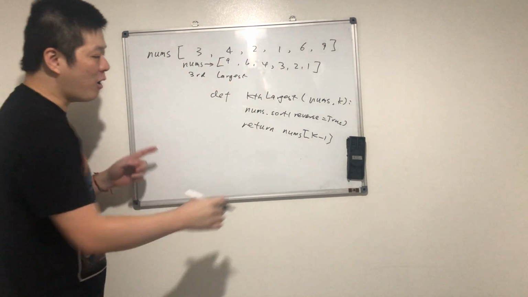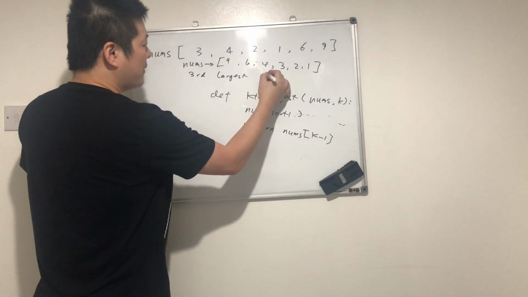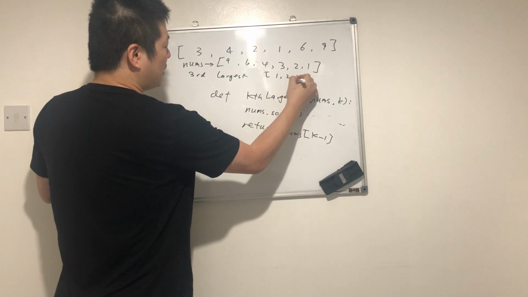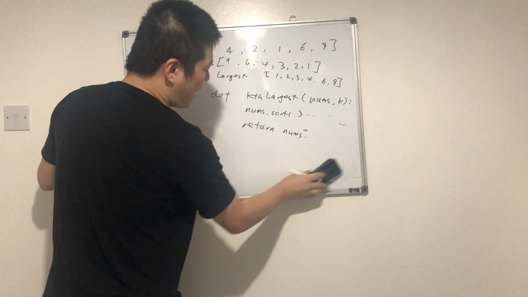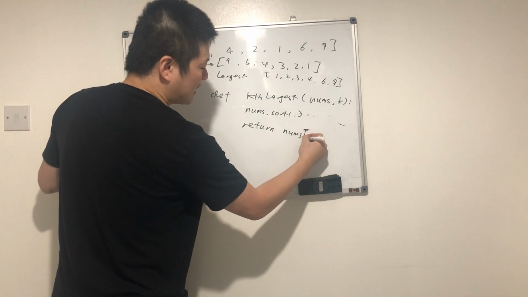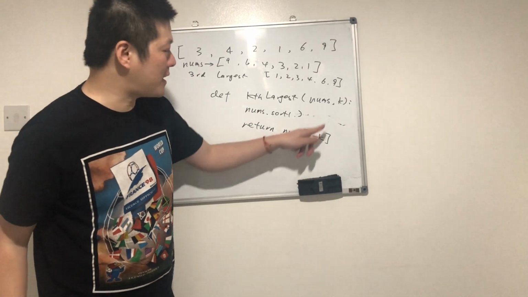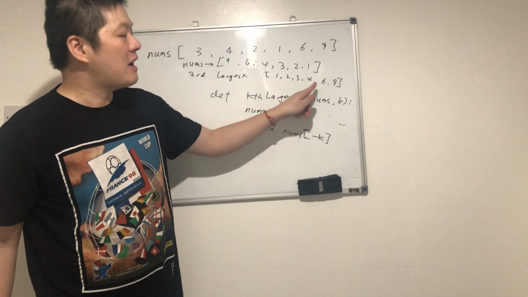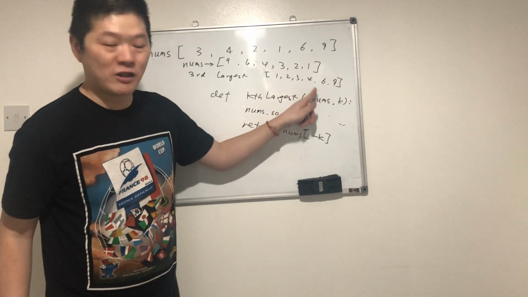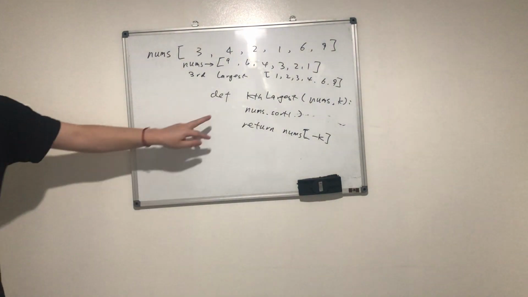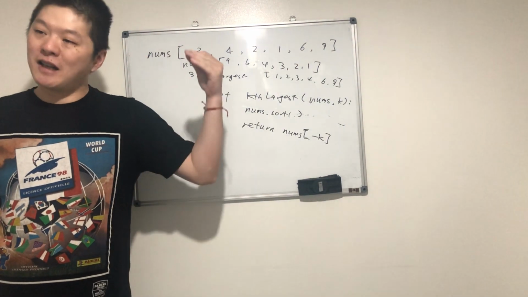Or if you don't want to do this, then nums will become 1, 2, 3, 4, 9, 6, and then instead of k minus 1 it is nums minus k, using the negative index. It means I want to use the kth number from the other side. So the third number to the end, which is 4. So this is 2 lines of code. You can do this to get the kth largest number in an array.